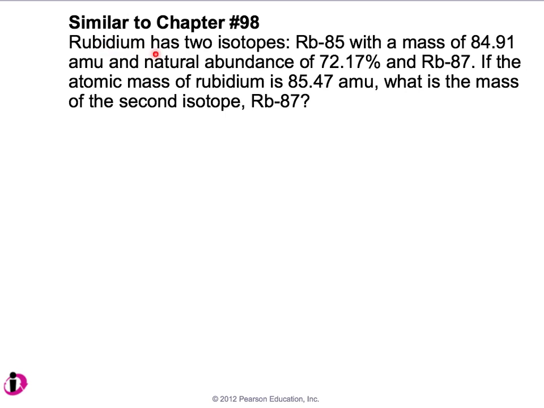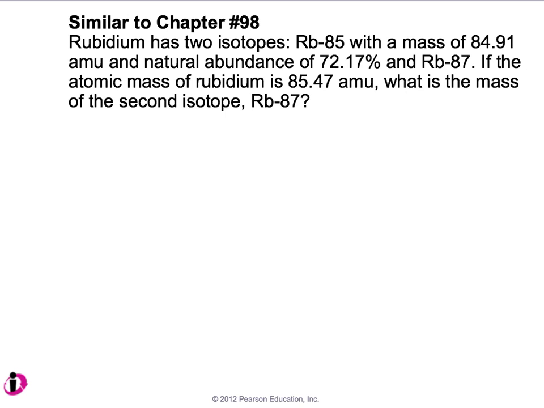They tell us that rubidium has two isotopes. There's one called rubidium-85, and they tell us the mass of it, and they also tell us how much of it we find in nature. About 72% of rubidium is that isotope. They also tell us there's another isotope called rubidium-87, and that's the one they're asking about. They say that the atomic mass of rubidium is 87.47, so this is telling me the average mass of rubidium. What is the mass of this second isotope?